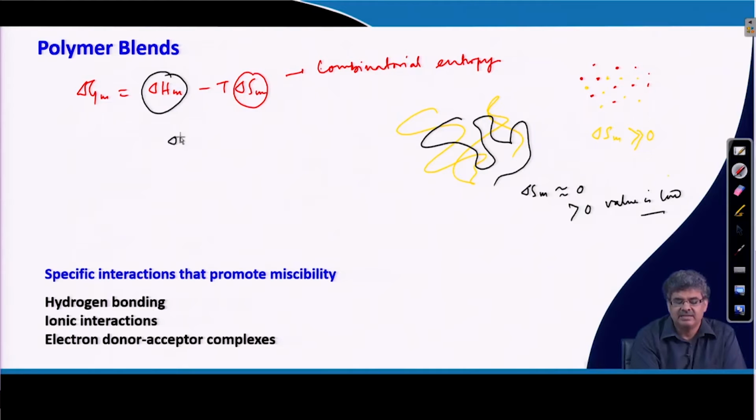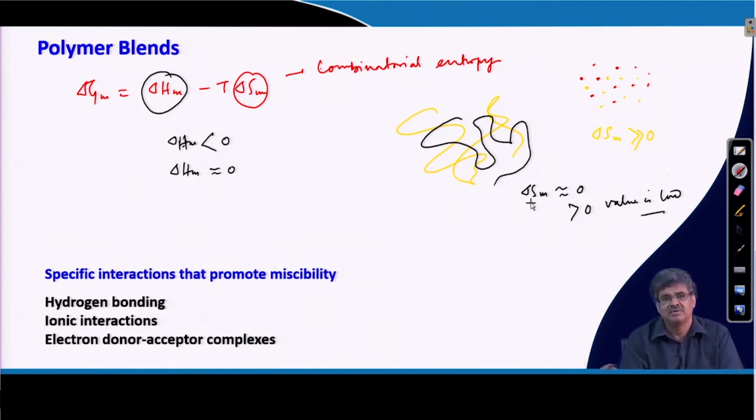If delta H mixing is negative, then miscibility is favorable. If delta H mixing is close to 0, then it is either miscible or immiscible depending upon the value of delta S mixing, which depends on the molecular weight as well. The higher the molecular weight, the miscibility comes down because the value of delta S mixing becomes close to 0. Lower molecular weight will probably be better miscible. If we have delta H mixing positive, then obviously they are not miscible.